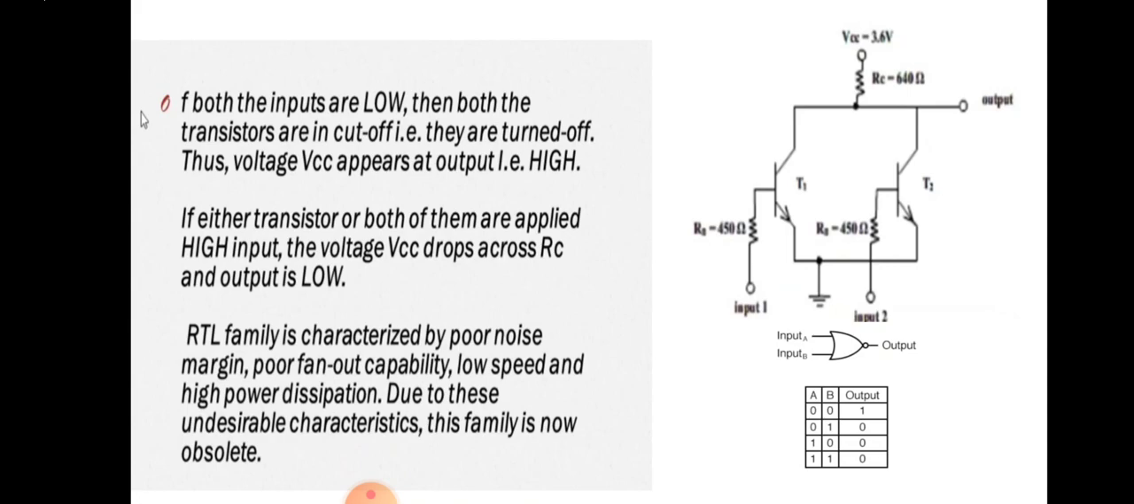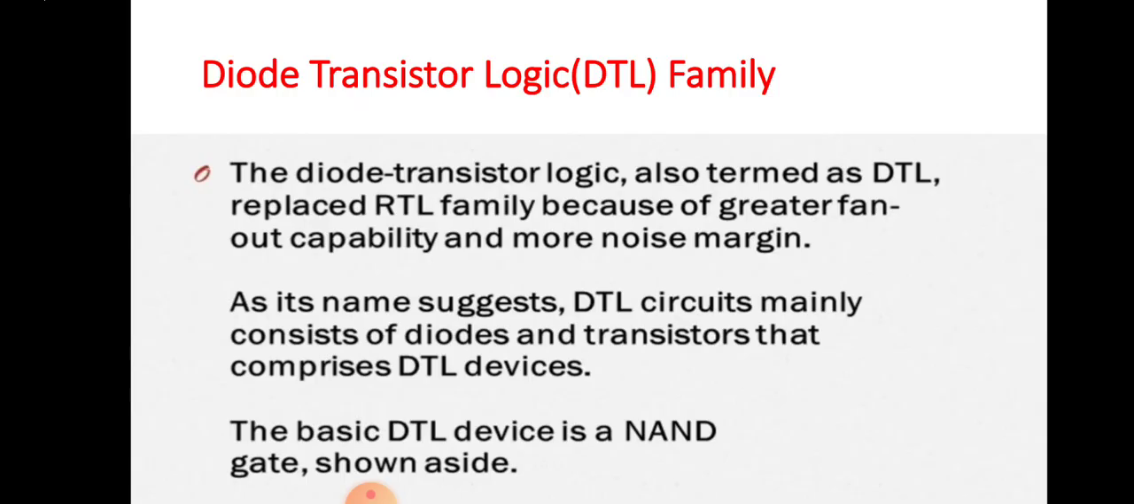RTL family is characterized by poor noise margin, poor fan out capability, low speed and high power dissipation. Due to these undesirable characteristics, this family is now obsolete. Means nowadays this circuit is not generally used due to these undesired characteristics. Now the next logic family we will see, that is the diode transistor logic family.